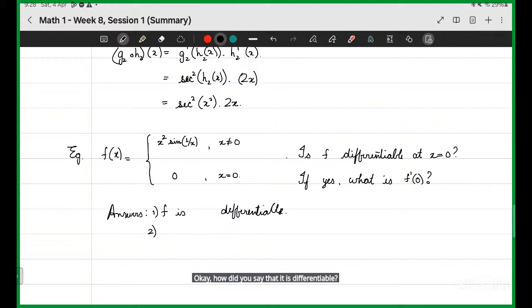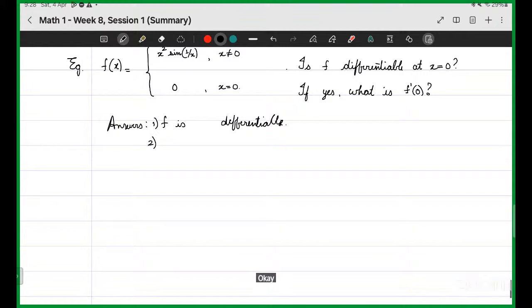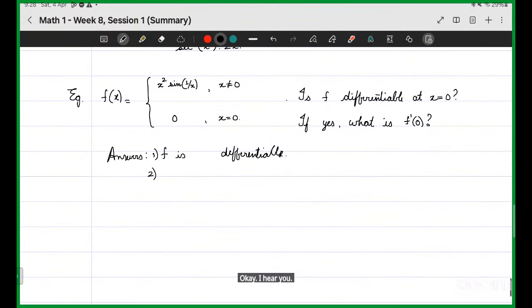Sir, we can apply the first principle here. After applying that, we'll be getting h square into sine 1 by h minus f of 0, that is 0, divided by h. So we can cancel one h, then we'll be getting h into sine 1 by h. So by applying the sandwich principle, we can say that that will be 0. Okay. I hear you. So what if I do this?